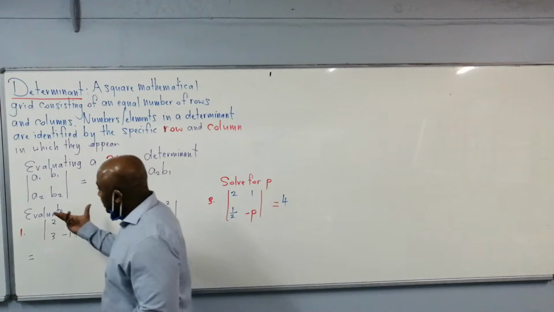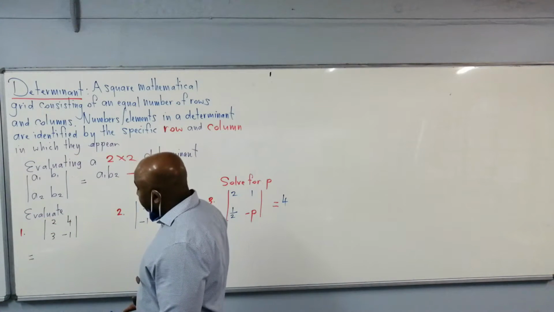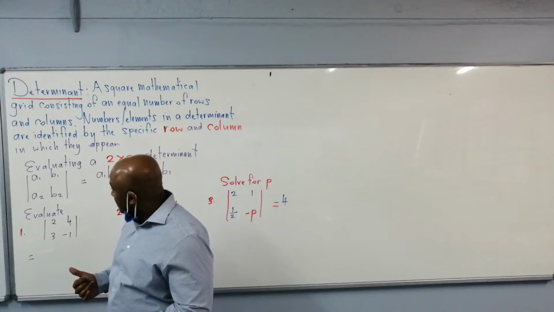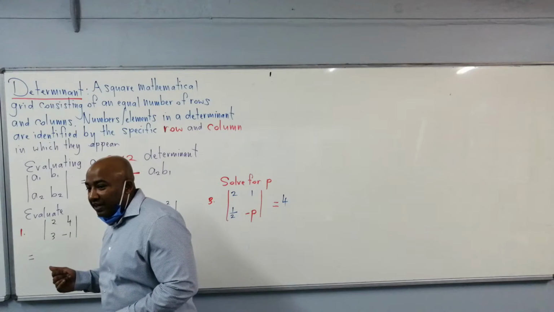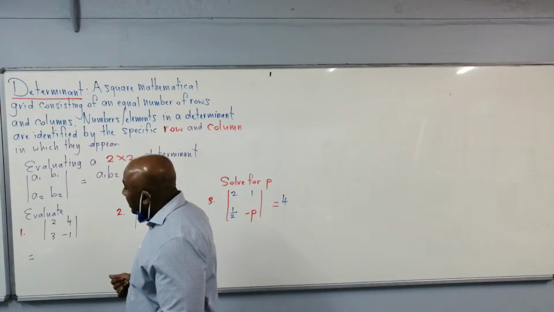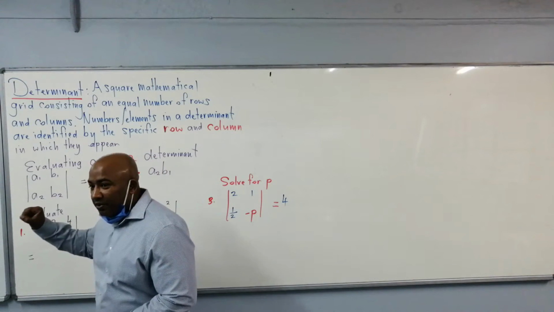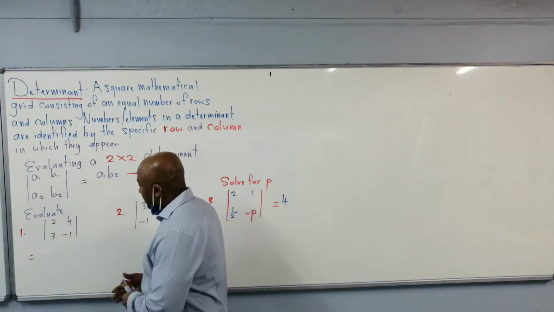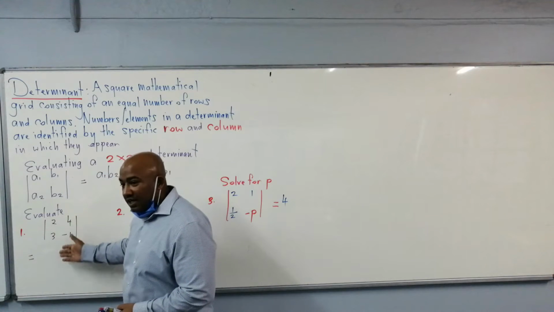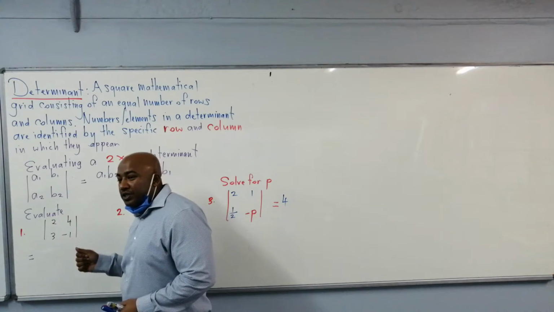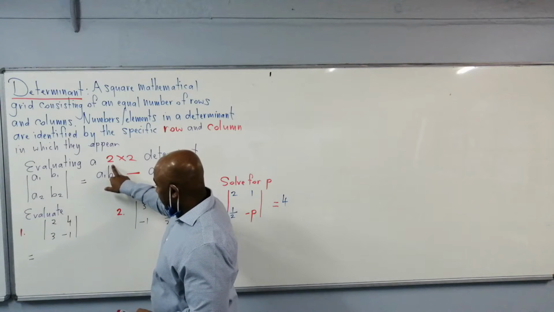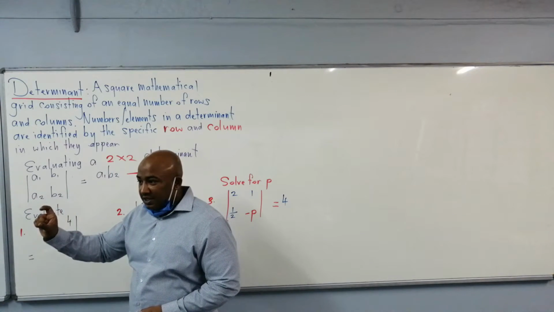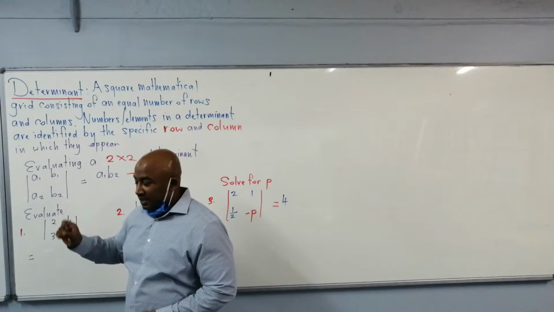So this is a determinant. Then we have numbers inside. You can call them numbers or elements. How do we identify these numbers? You identify them by the specific row and column in which they lie. So in a case like this, this is a determinant. It's a 2 by 2 determinant. What does 2 by 2 mean? It means there are 2 rows of numbers and 2 columns of numbers.